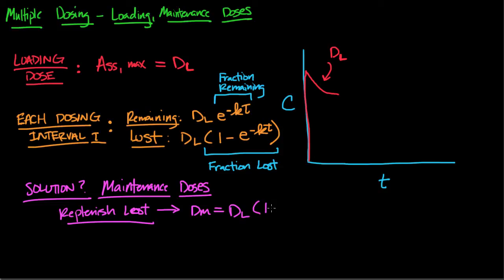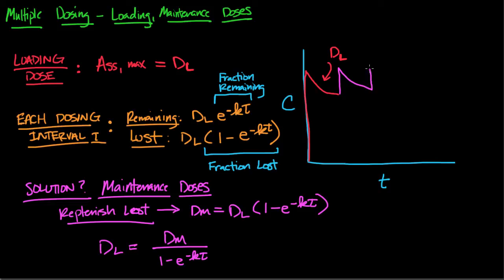Okay, on your equation sheet, you're going to see this equation as loading dose equals maintenance dose divided by 1 minus e to the negative k tau. And what these maintenance doses do is they maintain your desired CSS max and CSS min. Okay, so whereas in red, that was the rapid jump in concentration, that was the loading dose, the maintenance doses, they maintain your desired concentration.